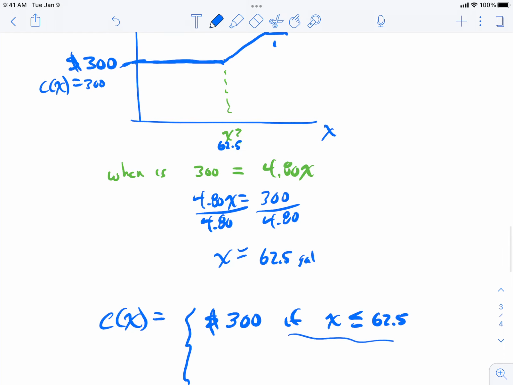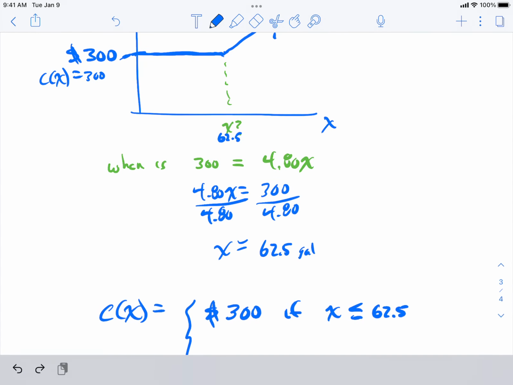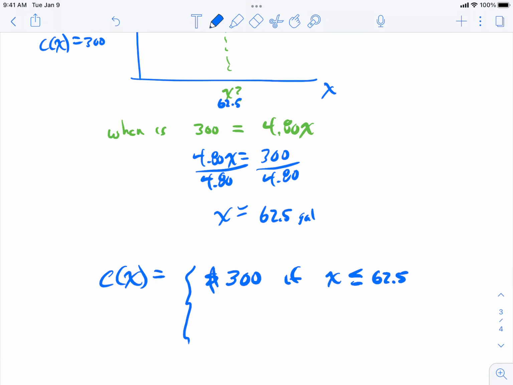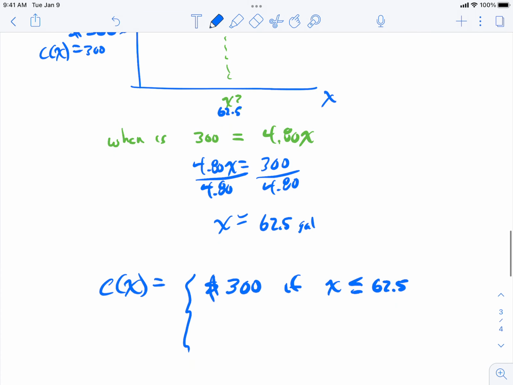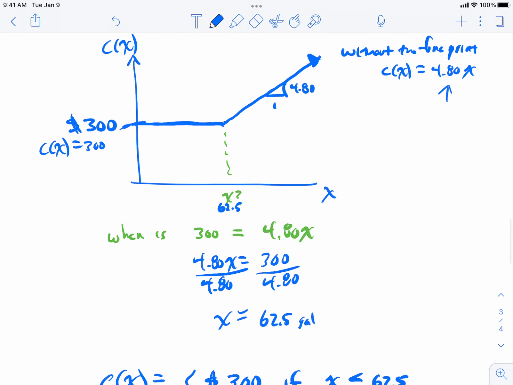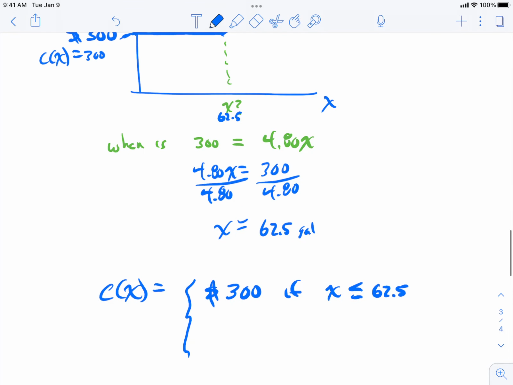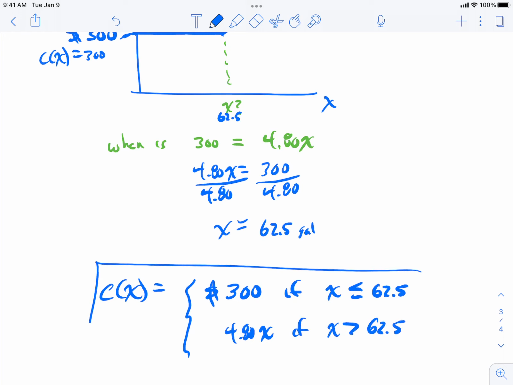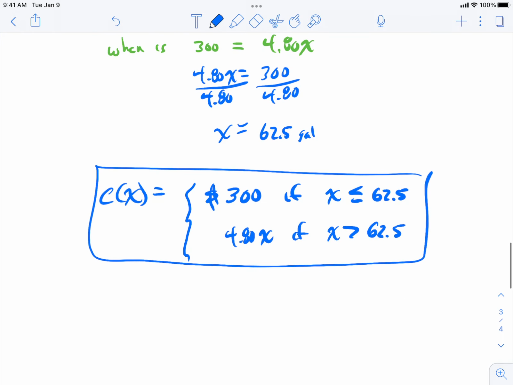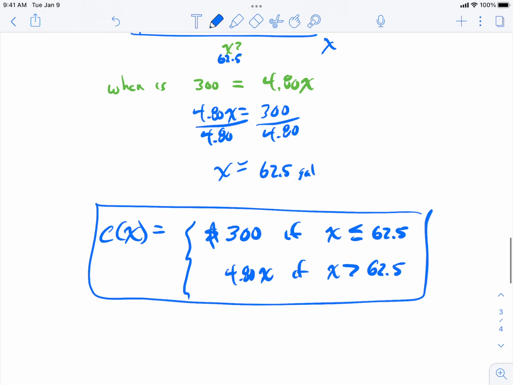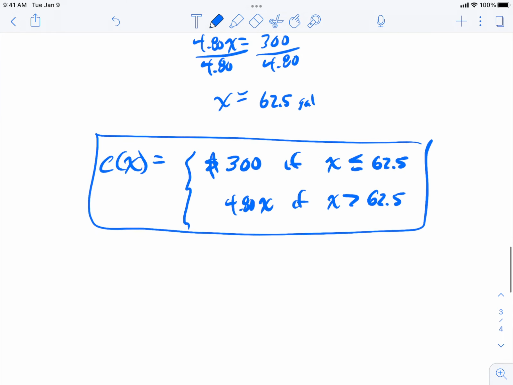So you put this little if statement there. So you only use the 300 if the x is less than 62.5. Now, otherwise, you're going to use the other equation over here, $4.80 x. Use the $4.80 x, and you use that if x is greater than 62.5. This is what we call a piecewise-defined function.